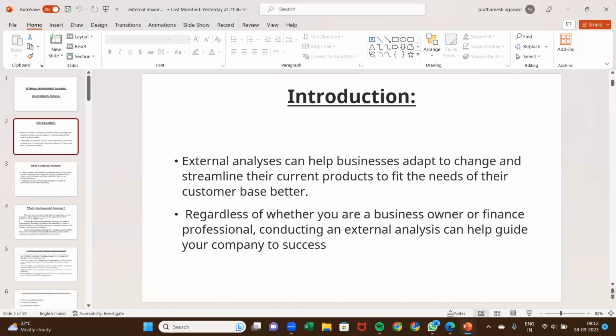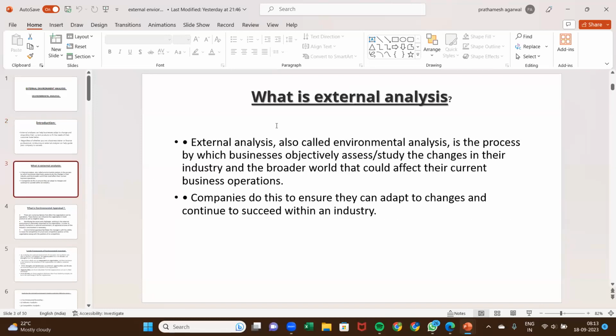Secondly, regardless of whether you are a business owner or a finance professional, conducting an external analysis can help guide your company to success. So, whatever profession you are, if you study the external analysis accurately and properly, it will help your company for further growth. Then, what is external analysis? External analysis is also called environmental analysis.